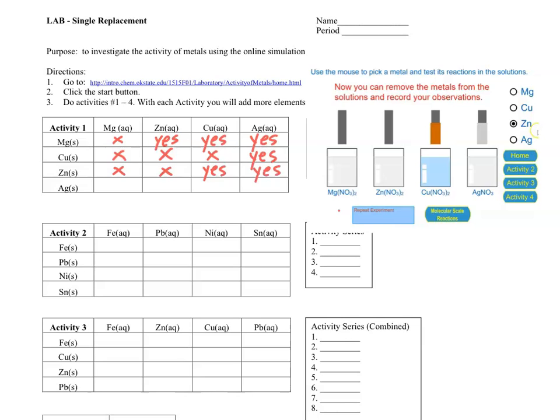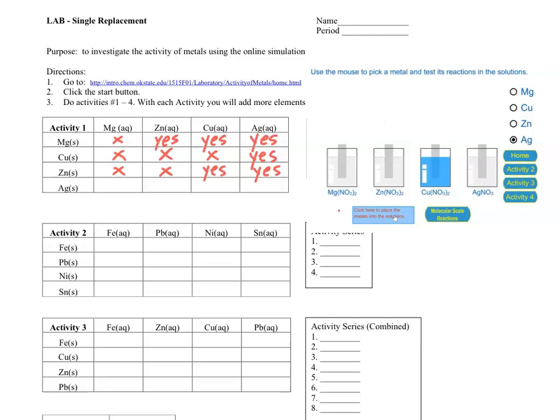All right, let's do the next element, silver. So we pick silver. We dip each one of them into the solutions. Wait for a second. Pull them back out and see what happened. Now, in this case, it looks like none of them did anything.